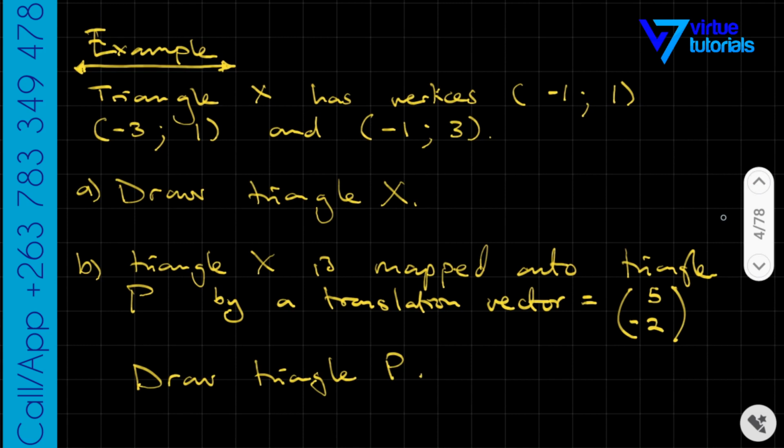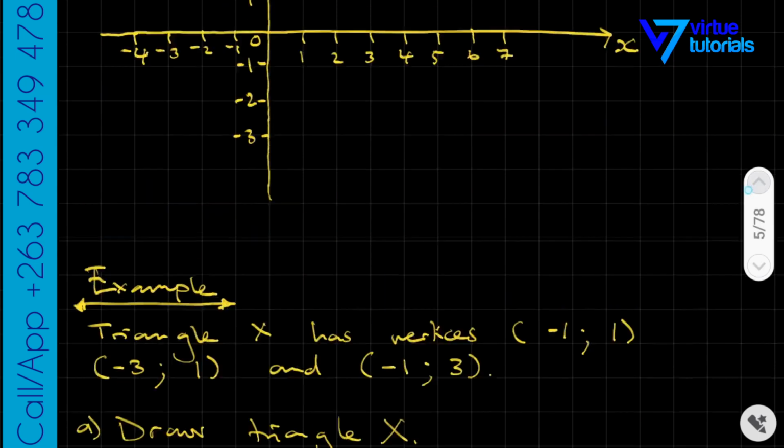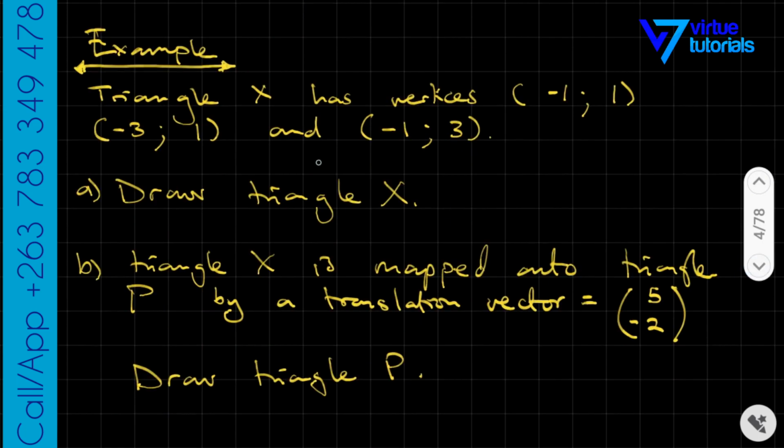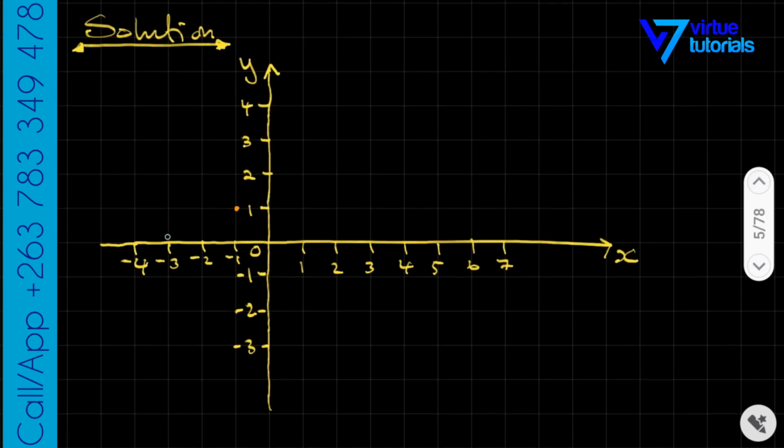Okay, now let's look at an example. Triangle X has vertices at (-1, 1), (-3, 1), (-1, 3). Draw the triangle X. We'll look at part B afterwards. So let's draw the triangle X. (-1, 1), those are the coordinates of the first point. So that's the first vertex there. And then the second one was (-3, 1). So minus 3 and 1.